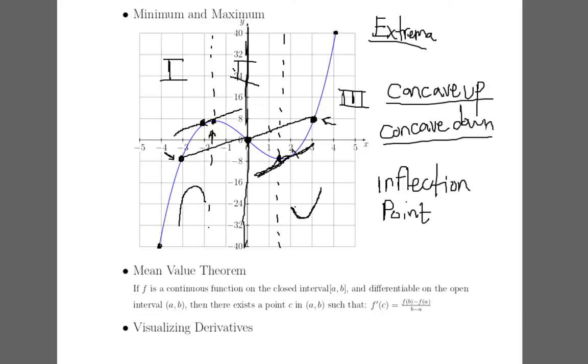So we have concavity, concave up, concave down. The point at which our function switches from being concave up or concave down is our inflection point, which we found to be at the origin here on this first function. Our extrema are our local min and our local max. Those are the points at which the derivative changes sign, so it either goes from increasing to decreasing or vice versa.